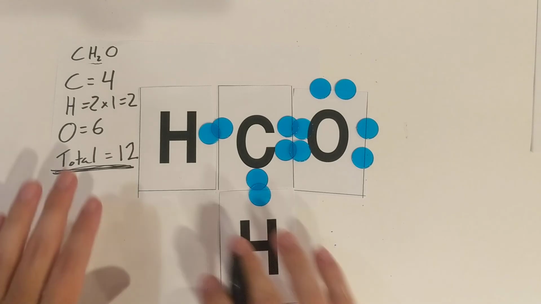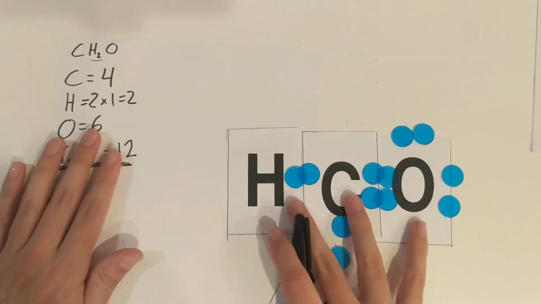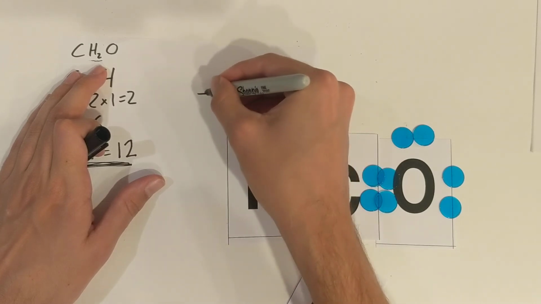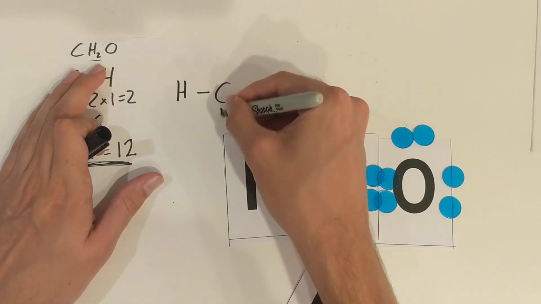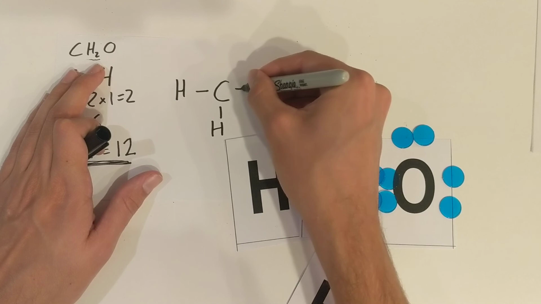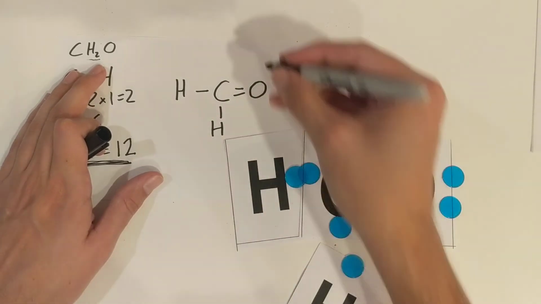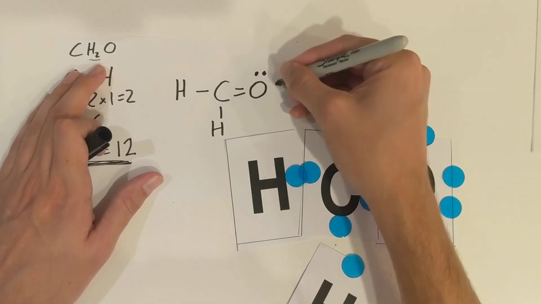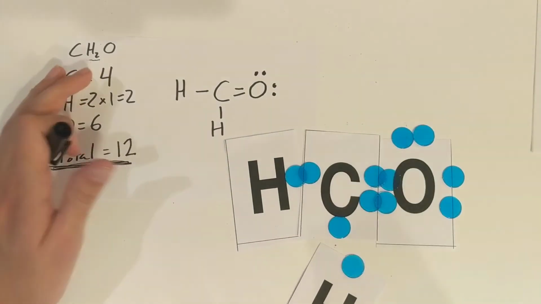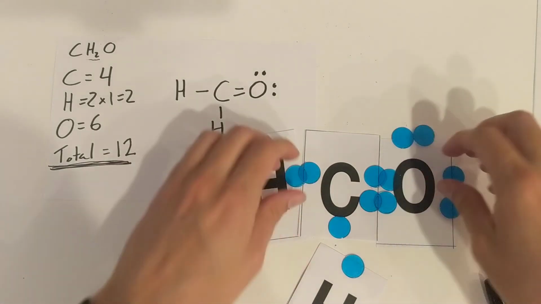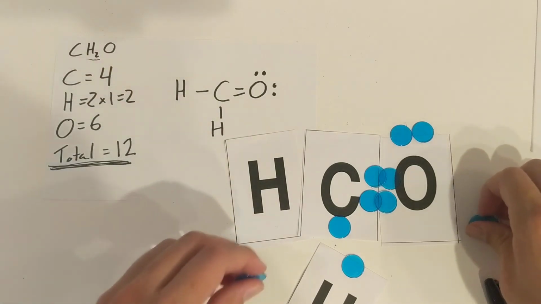So let's write this down to see what it would look like. We got our carbon in the middle. And then we got a single bond to a hydrogen, another single bond to a hydrogen, and a double bond to an oxygen. And our oxygen had a couple lone pairs on it. So that would be our answer for CH2O.